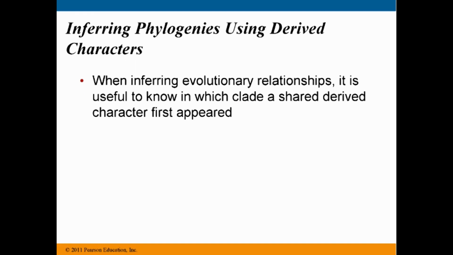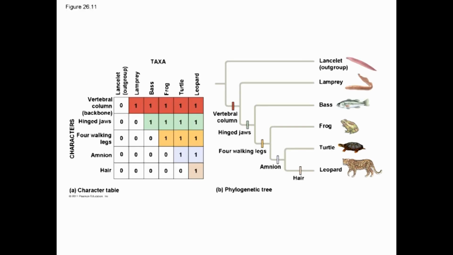We can infer phylogenies using these derived characters. When you look at these evolutionary relationships, it's very useful to know in which clade that shared derived character first appeared. So when did that new characteristic first come about that you see in the later times? Let's take a look at this.